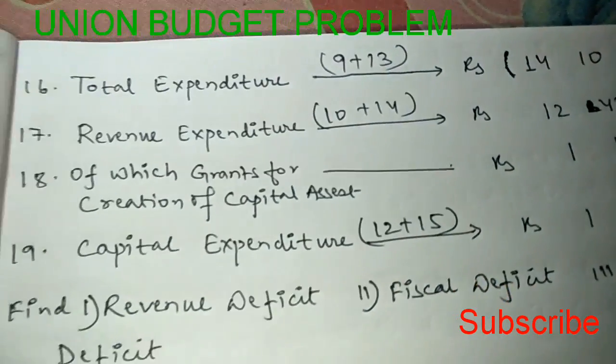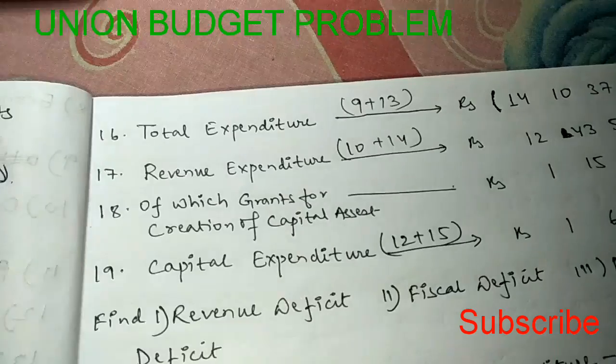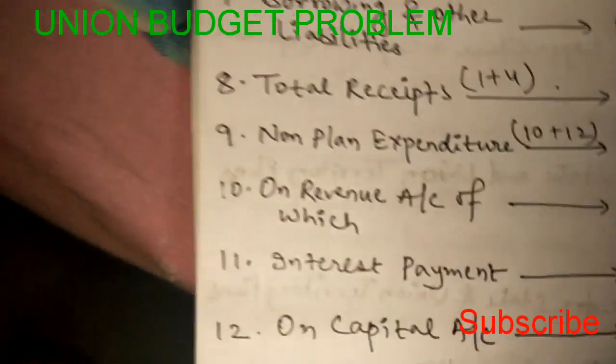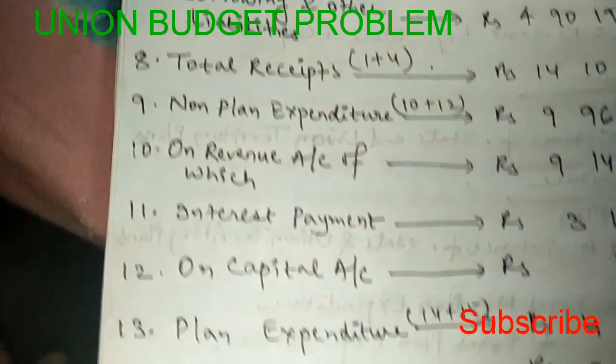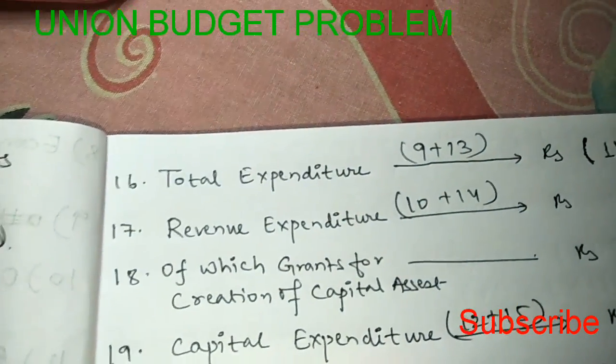Total expenditure means you have to add only non-plan expenditure and plan expenditure. Here 9 is the non-plan expenditure, you see, and plan expenditure is 13. For that reason 9 plus 13 is total expenditure.